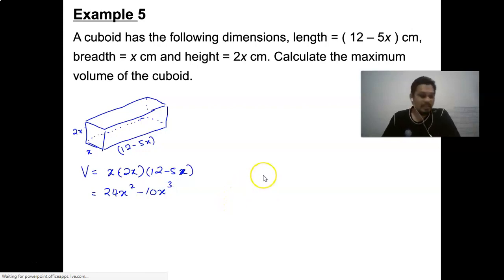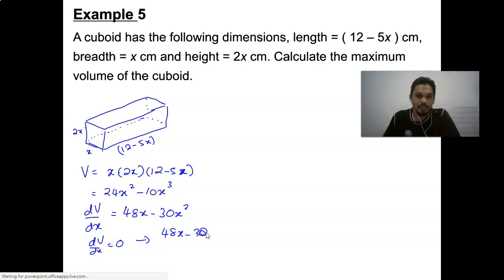Okay, then we find the derivative of V with respect to x, meaning we differentiate this one by one here. 2 times 24 is 48x minus 30x squared. So let's make this one here: let dV/dx equal to 0. It means that we set 48x minus 30x squared equal to 0.